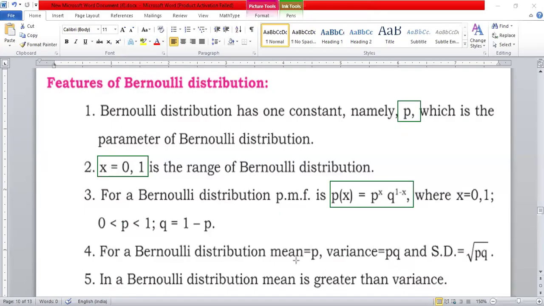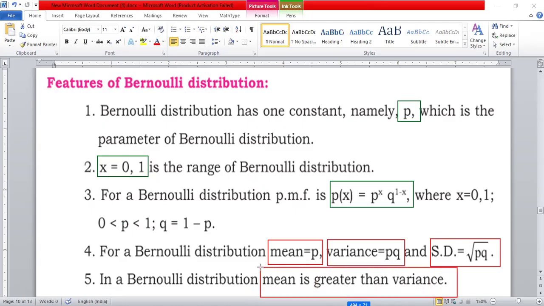And the mean of the Bernoulli distribution is P, the variance is PQ, and the standard deviation is root of PQ. All 3 points are under 1, it should be 1 point. No need to say that the mean is P, the variance is PQ; all 3 sub-points are equal to property number 4. Similarly, for the Bernoulli distribution relationship, the mean is always greater than the variance. So these are the properties.